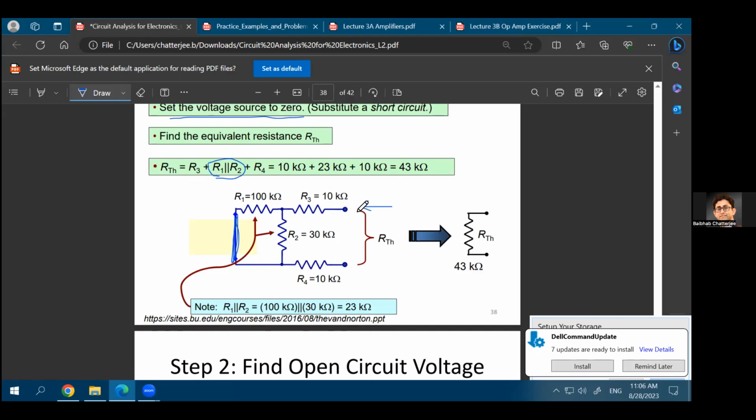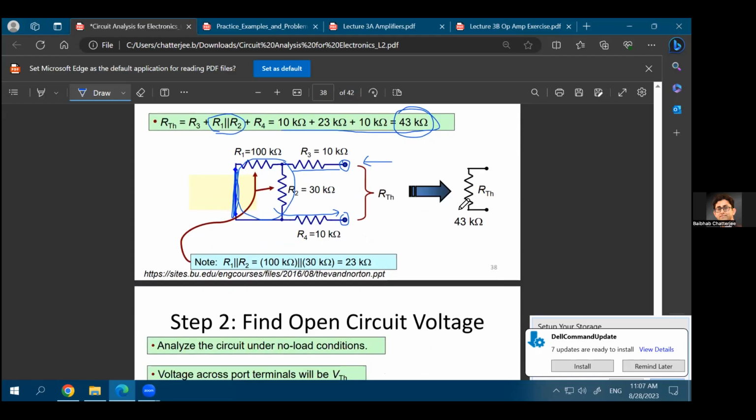R4 comes in series. So when you're looking into these 2 terminals, let's say this is your terminal 1 and terminal 2, and you traverse it in this way, that you go through R3, then you have a parallel combination of R1 and R2, and then in series you have R4, and that's how you reach this second terminal. So your overall Thevenin resistance is R3 plus R1 in parallel with R2 plus R4, and you can calculate how much that would be, and that comes out to be 43 kilo ohms. So your R Thevenin is 43 kilo ohms.